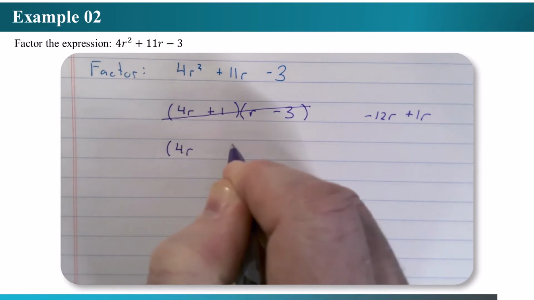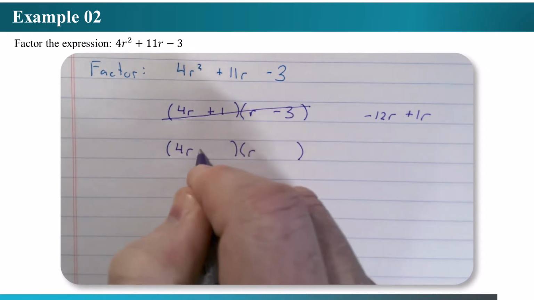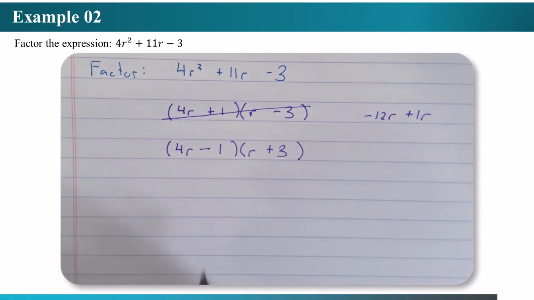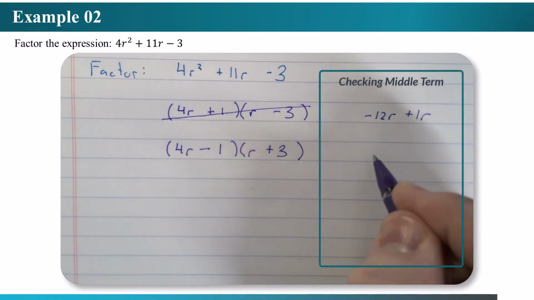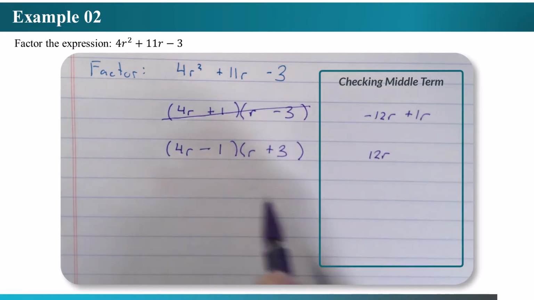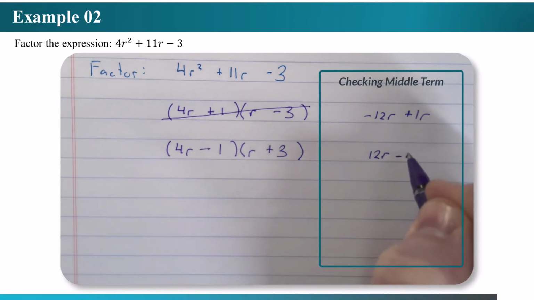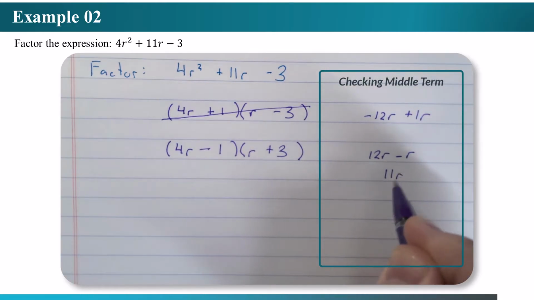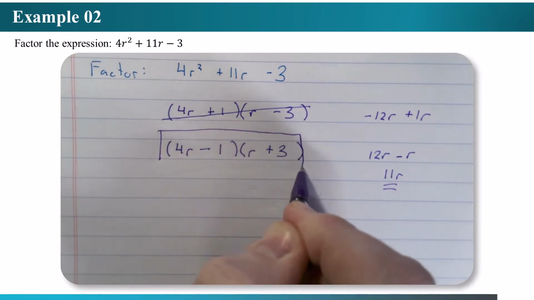I've got 4r and r, and this time I'm going to try negative 1 and positive 3. Now when I multiply this out, I take the outer terms, 4r times 3, that gives me a positive 12r, and negative 1 times r gives me a negative r. That gives me the 11r that I was looking for. And so I have factored this thing correctly.